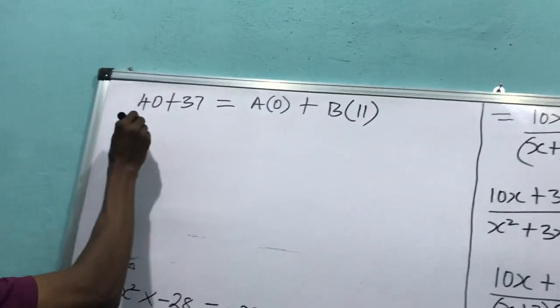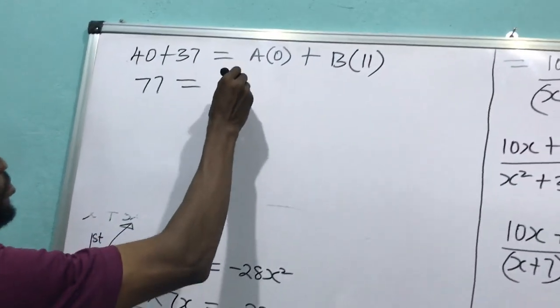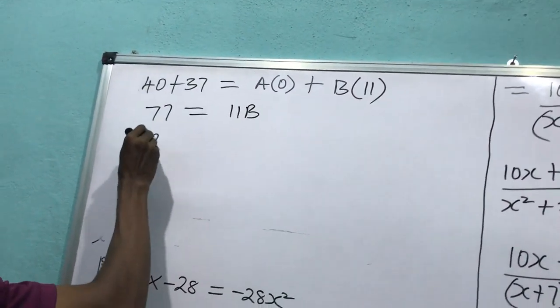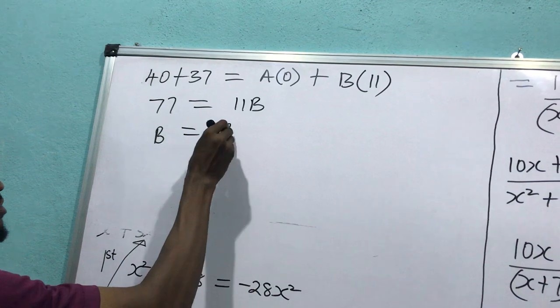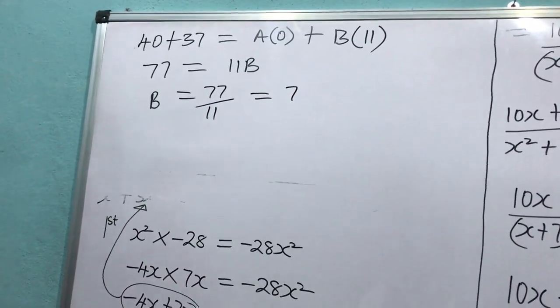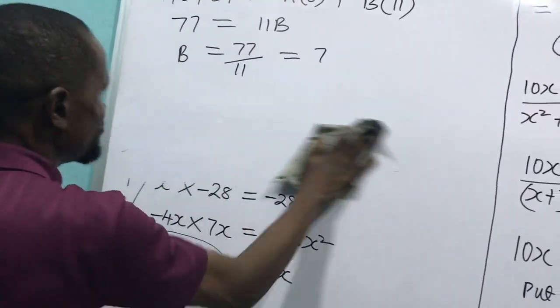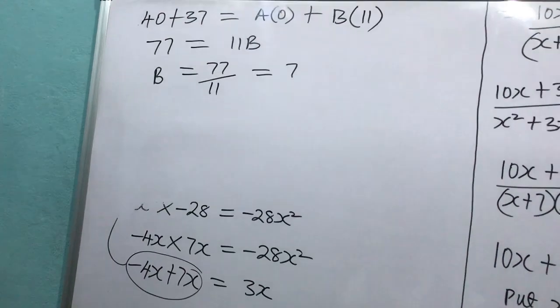Therefore, I will have 77 equals 11B. Then B will be 77 divided by 11, and that gives me 7. My B is 7. Then now, what does it mean?